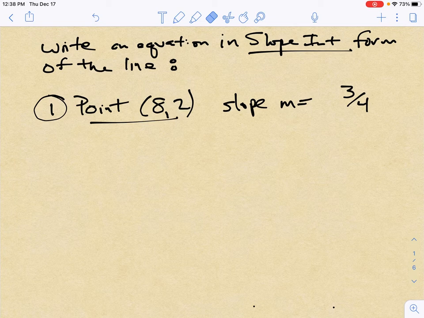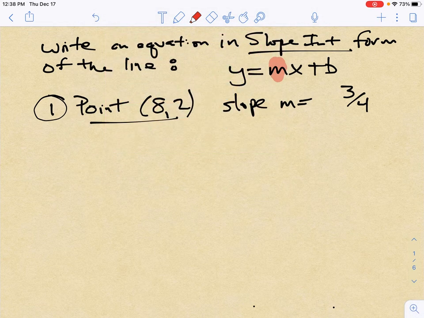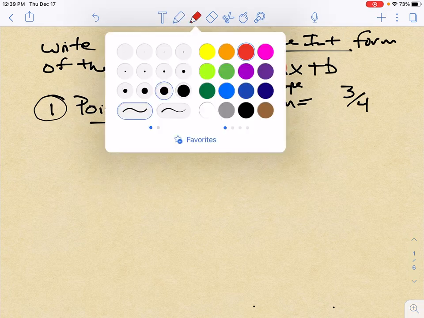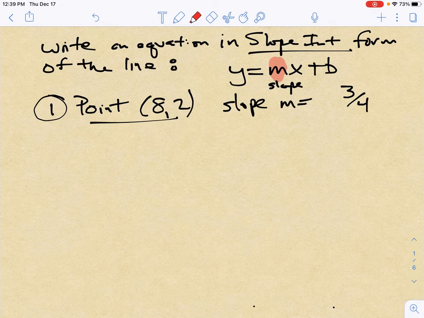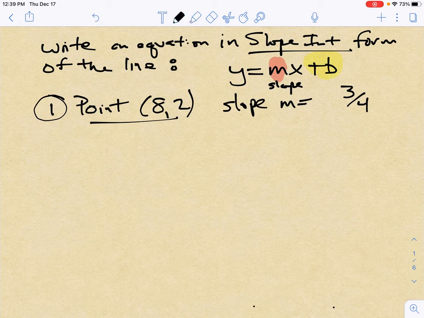So this first one, they want us to do it in slope-intercept form. So we've got to remember that slope-intercept form is the form y equals mx plus b, where m stands for our slope, right? That's our slope. And b stands for our y-intercept, all right? And that's right here. That's our y-intercept, okay? So these are what they stand for. And so when you write an equation in slope-intercept form, you have to know the slope and you have to know the y-intercept in order to do that.